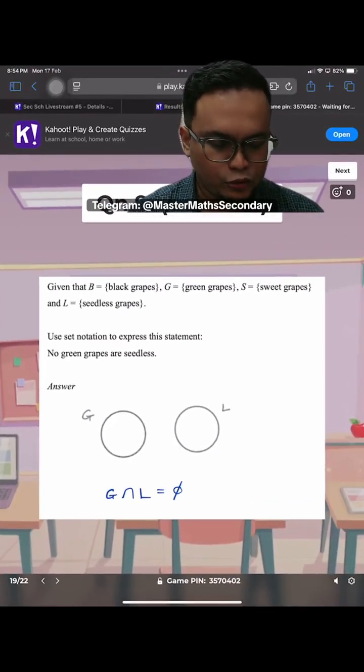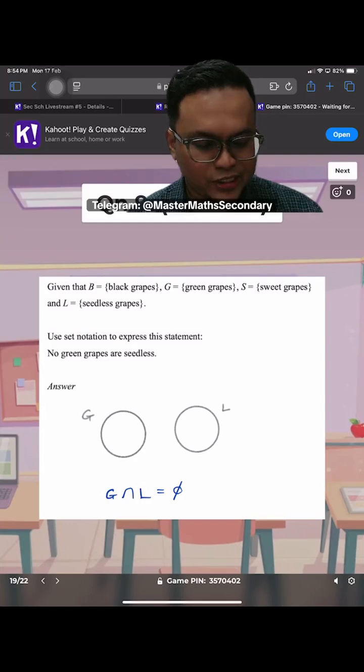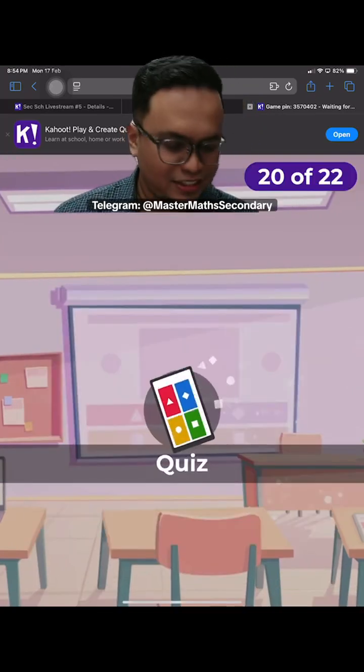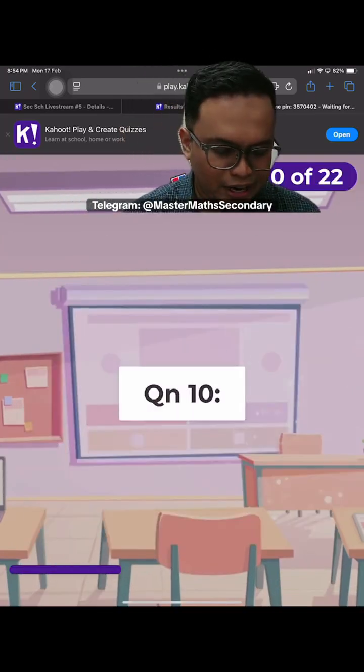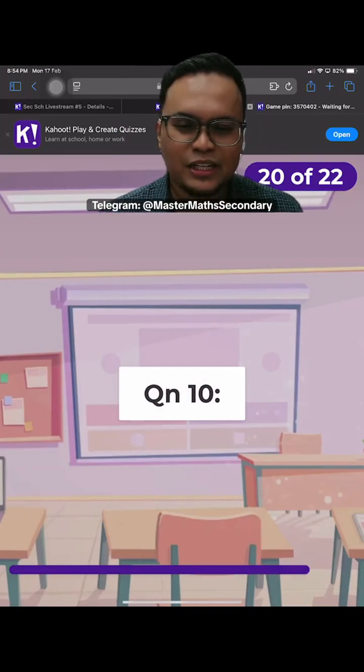Yeah, we got 2 more questions to go. Last math question, guys. Question 11 is not a math question. So just now somebody was talking about Venn diagram, right? So this is a Venn diagram question. Can you guys take a look at this one?